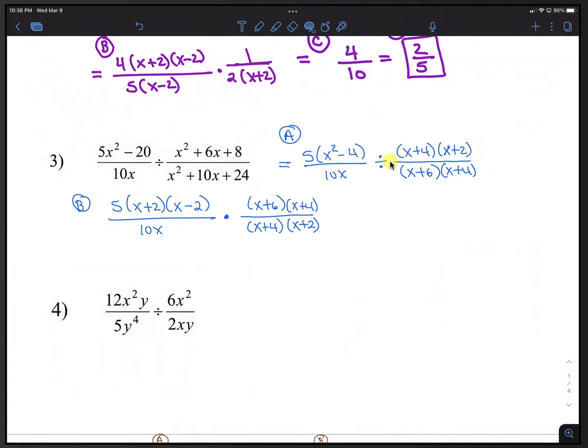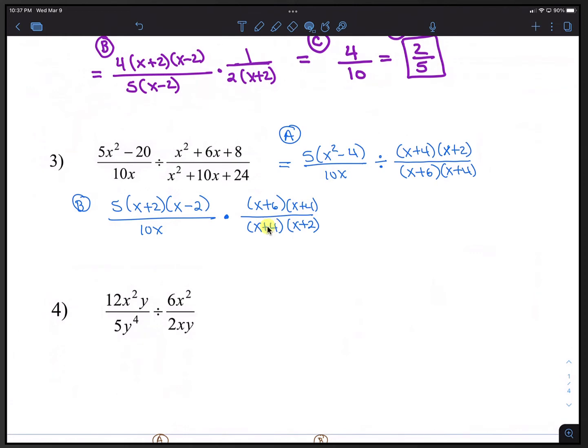Now the division, we go ahead and change that to multiplication, and then we end up flipping this second fraction. So we have the x plus 6 times the x plus 4 on the top with x plus 4 times x plus 2 on the bottom. Now we can start canceling out. This x plus 2 will cancel with this x plus 2. This x plus 4 cancels with this x plus 4.